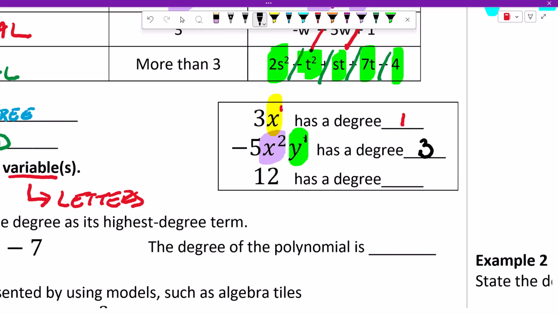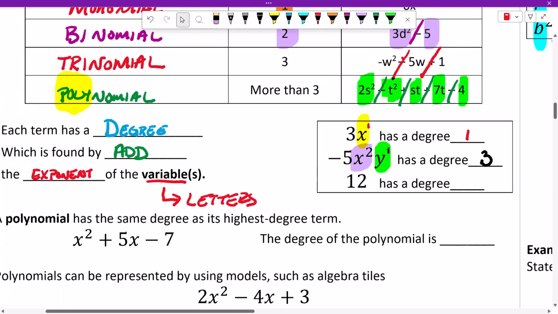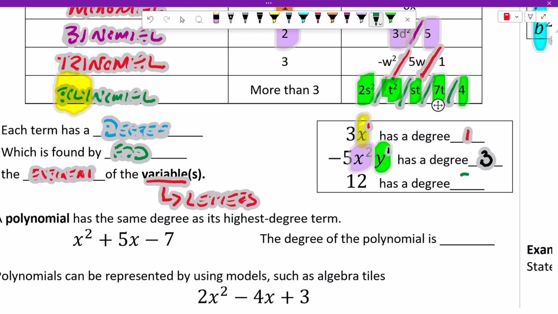Okay, last one, the 12. What's the degree here? Not 2. June, can you go back a bit? Yeah. So remember, we're trying to find the letter, then the exponent of the letter. What's the letter here? There is no letter, so there's no degree. So this one has a degree of 0.